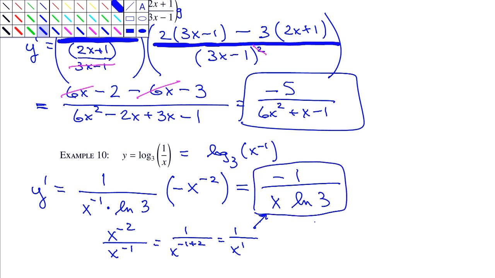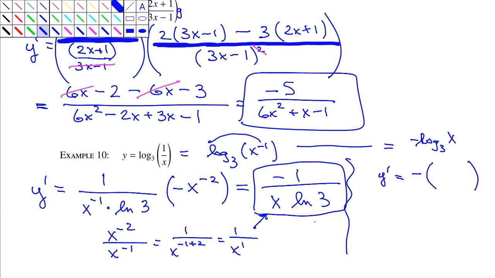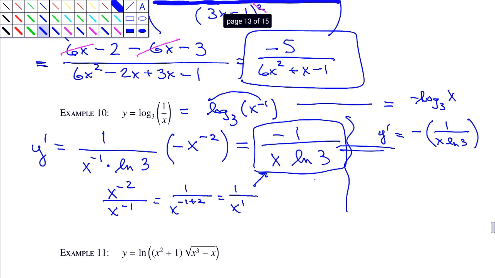There was another way to do this one. What else could I have done if I kept going with the algebra here? The negative 1 goes where? Using algebra, the exponent can come out to the front. So it's negative 1, or negative log base 3 of x. And then if I take the derivative, it's negative times the derivative of log base 3 of x, which is 1 over x natural log of 3. Well, that's exactly what we have here. Those are the same. There's lots of ways to do some of these.